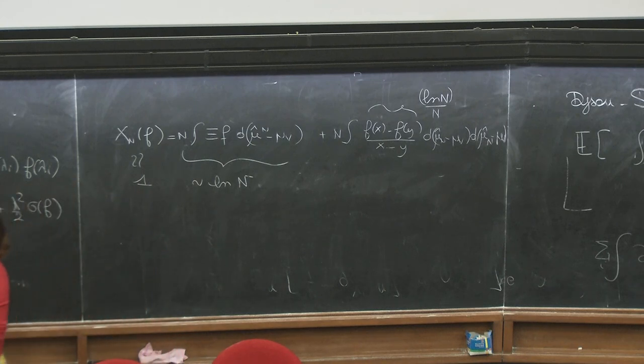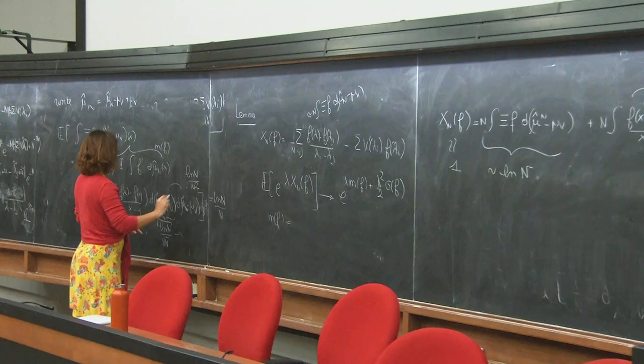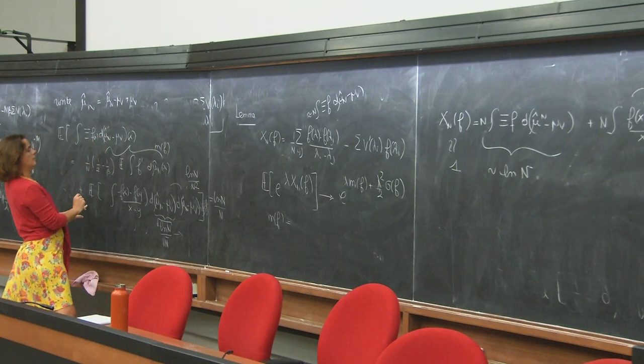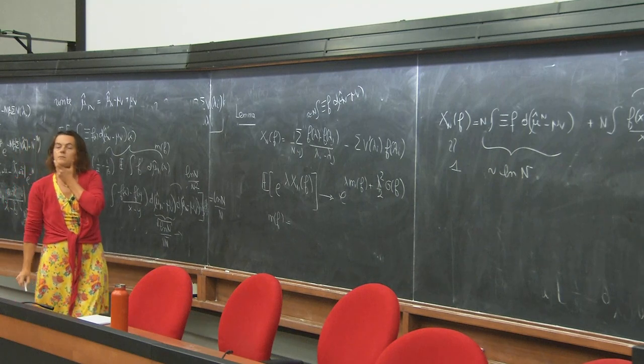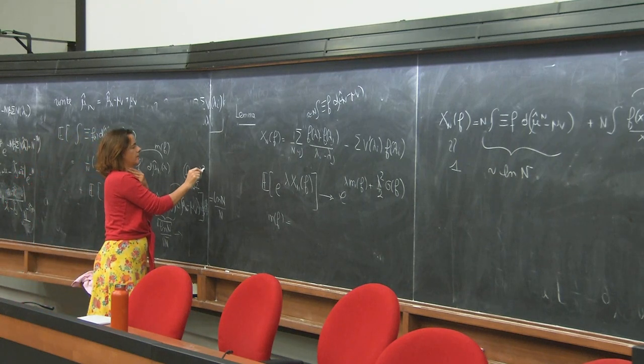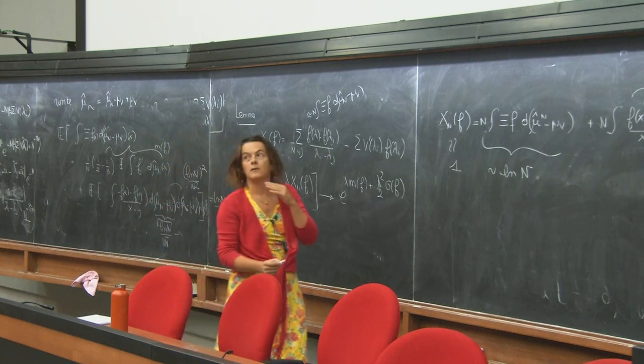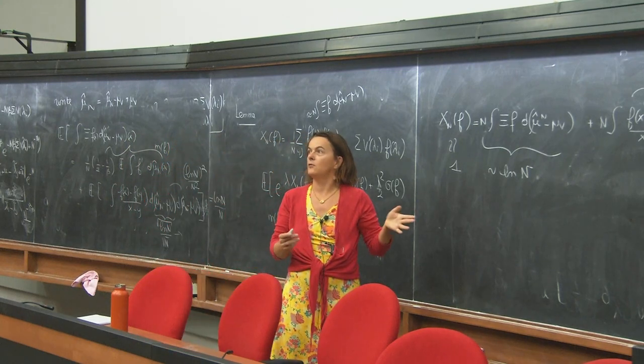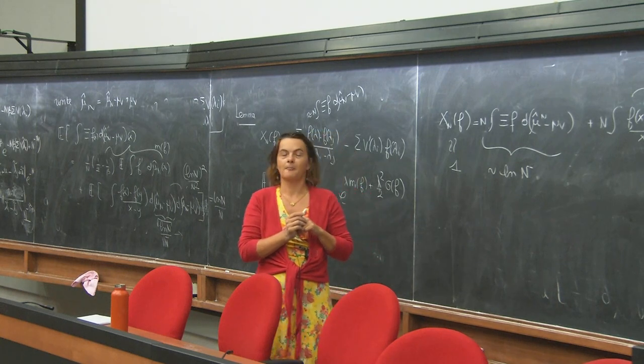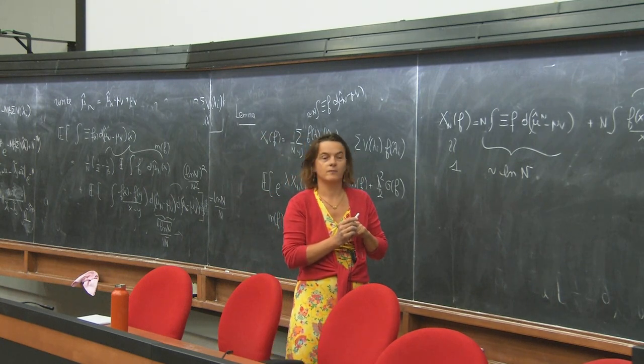And now once I have this estimate, I can come back here, and here I have improved this estimate. And this will be simply of order log n over n squared. Something like this. Okay? Everybody agrees that this way I improved my concentration estimates.